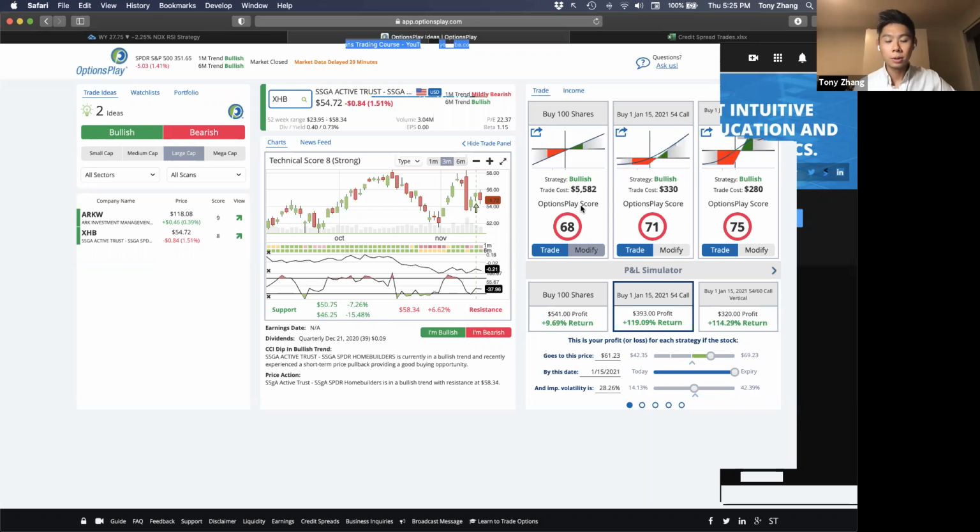Eduardo asks when the debit spreadsheet will appear on the OptionsPlay site. I actually believe that we'll have the debit spreadsheet next week, Eduardo.